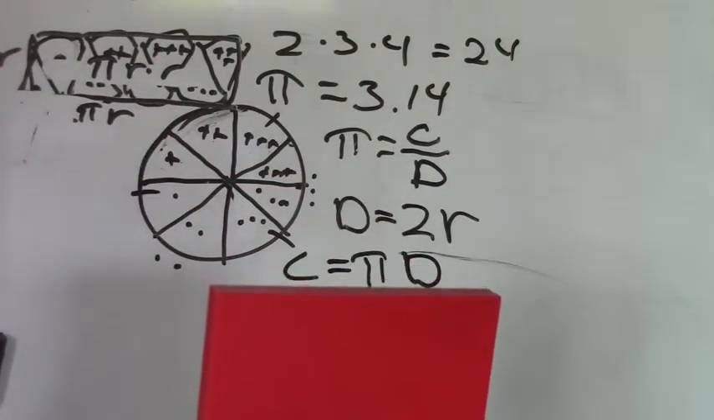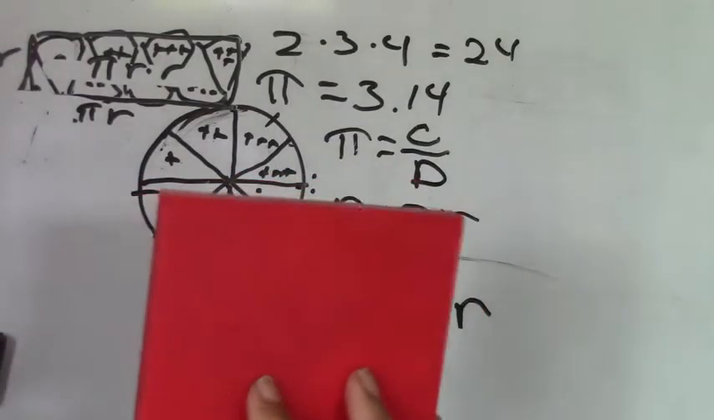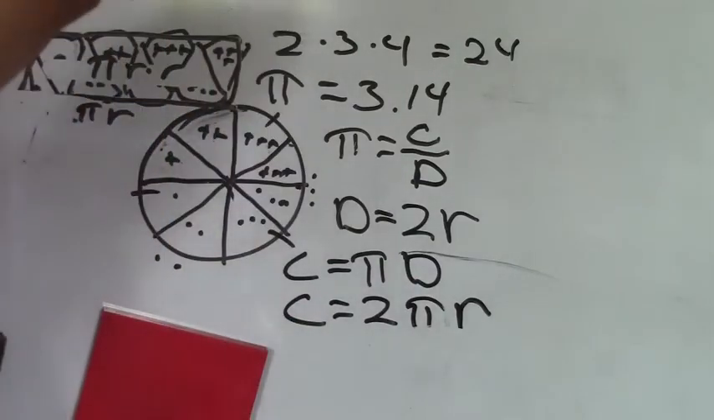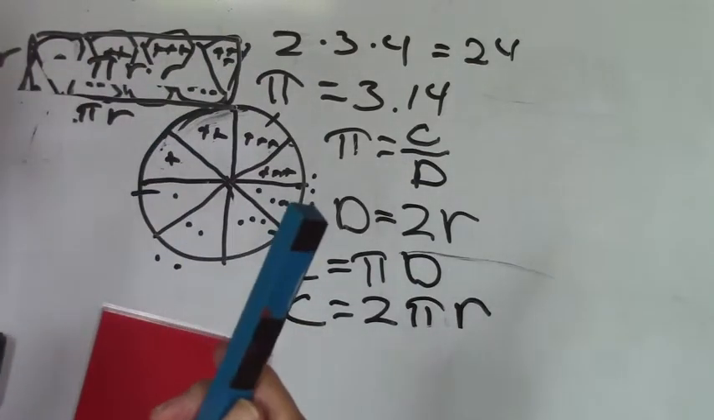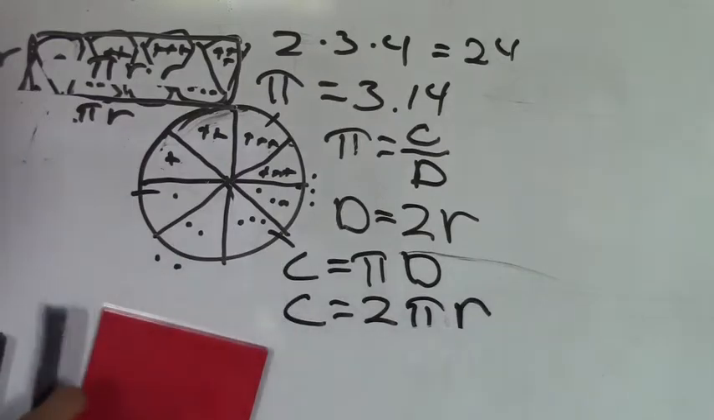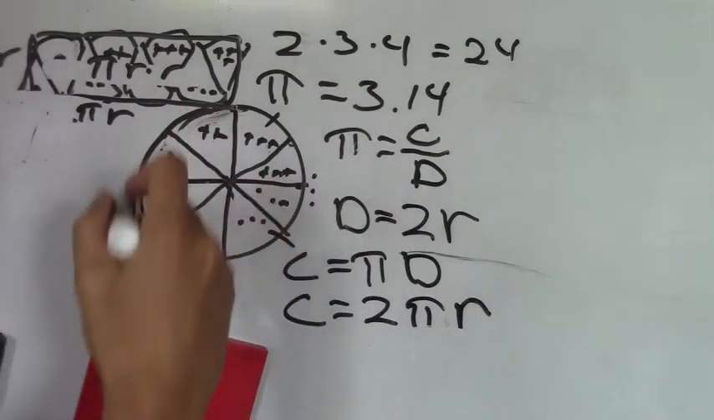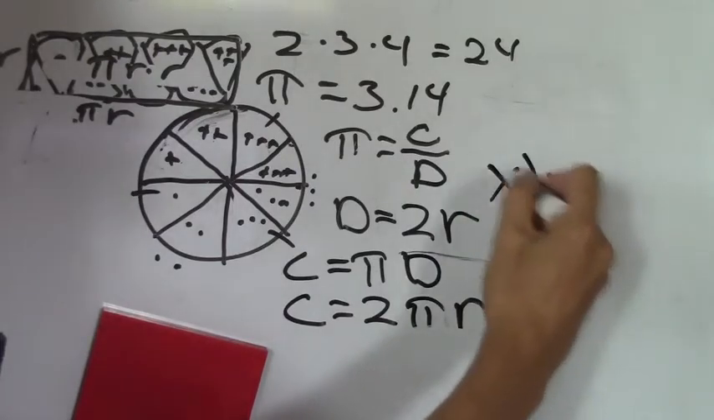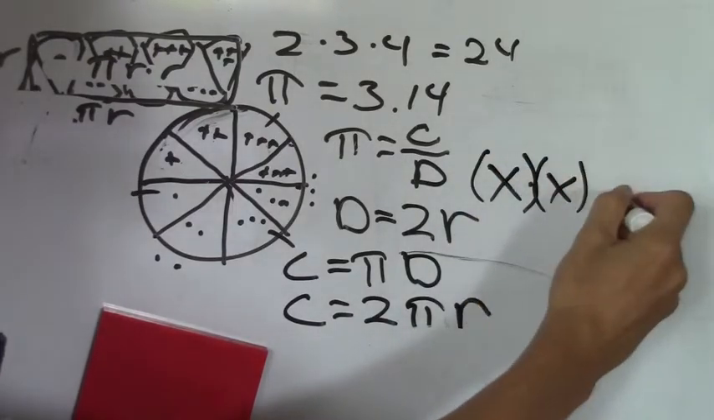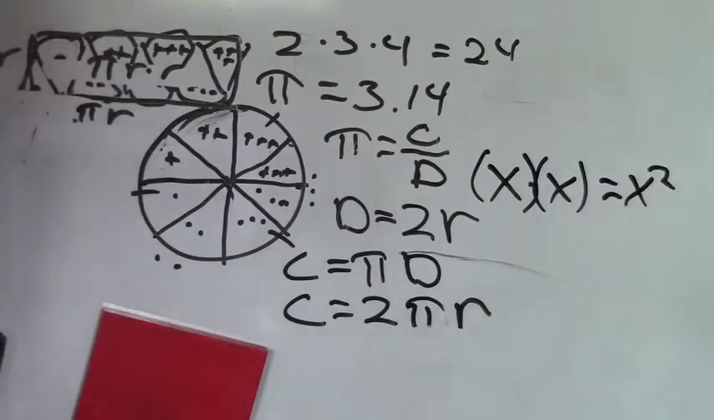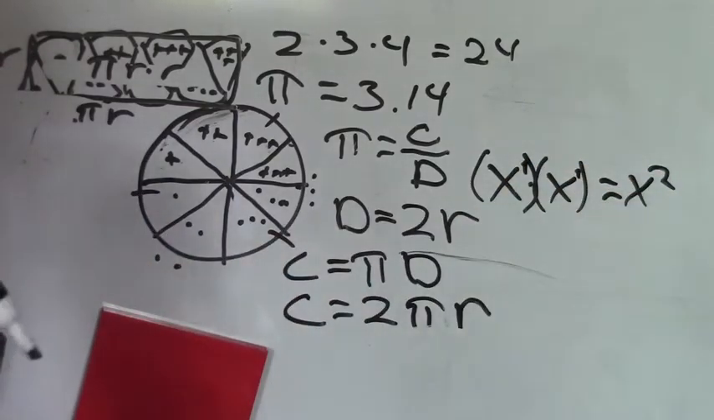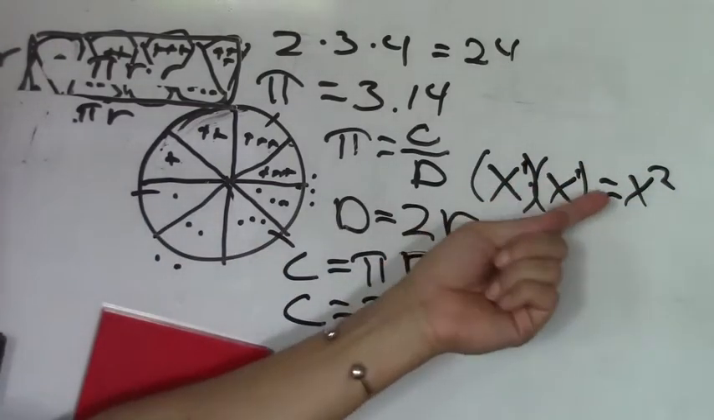What do we call this piece? X. What do we call this piece? X squared. This is an x. Yeah, that's an x. Alright? So what are we doing when we do that? Well, I'm just saying that if I have x times x, that's the same thing as x squared, right? Because this is basically x to the first times x to the first. And then what do we do when we have exponents like that?